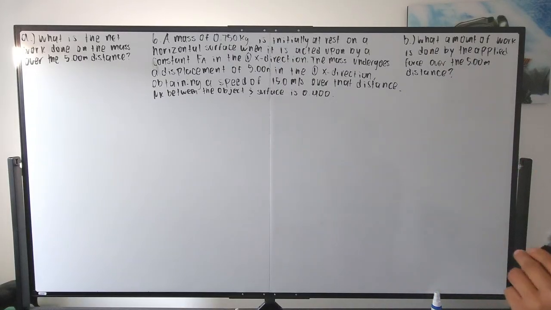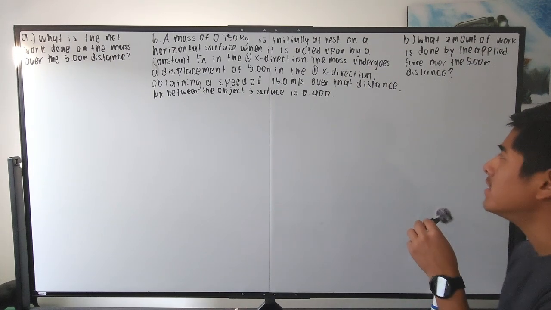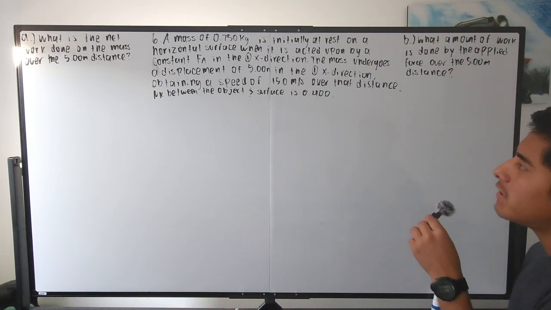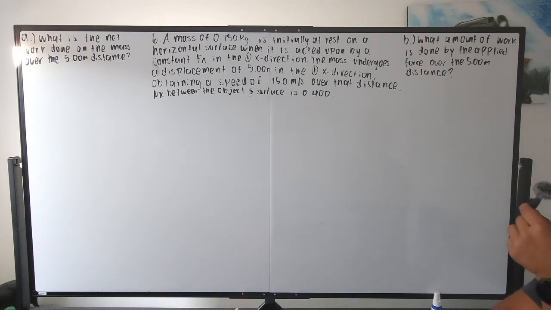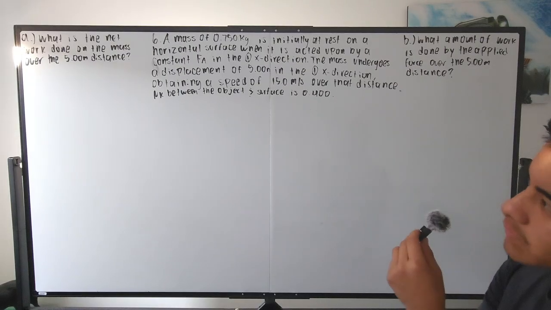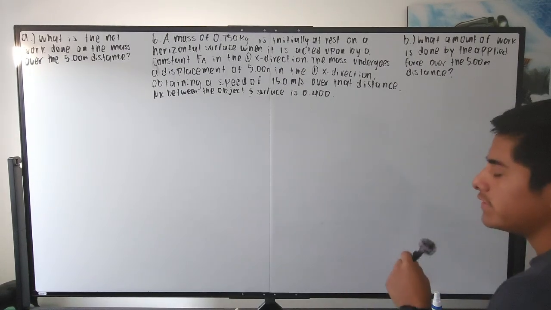Next problem says that a mass of 0.75 kilograms is initially at rest on a horizontal surface when it is acted upon by a constant applied force in the positive x direction. The mass undergoes a displacement of 5 meters in the positive x direction, obtaining a speed of 15 meters per second over that distance. Mu k between the object and surface is 0.4. Part A is asking us what is the net work done on the mass over the 5-meter distance.